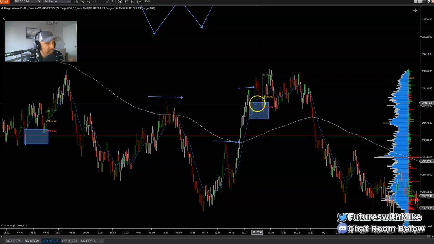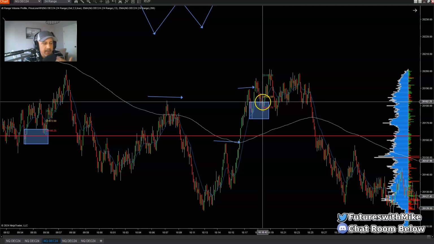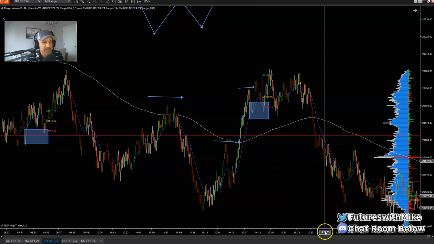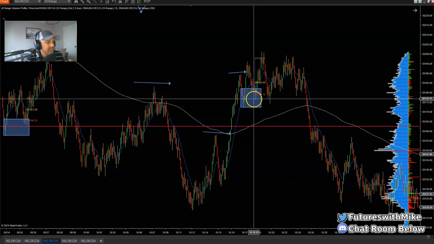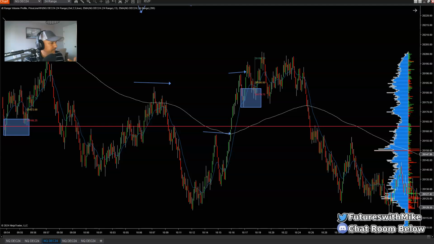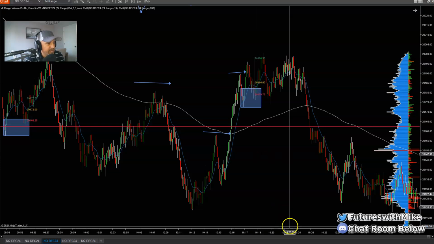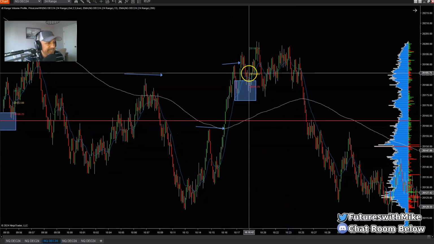It took out this high here. So you can set yourself up, even for anyone that trades using a risk-reward ratio of 1-to-1, right? Maybe waiting for the break and close of this green candle right here to the upside. That's the entry point there at 20,186.